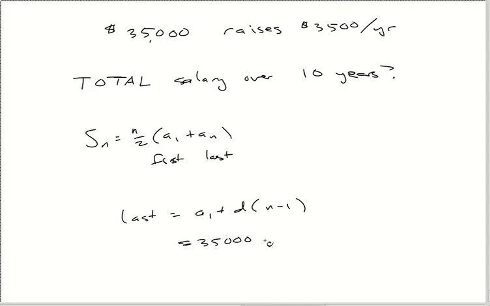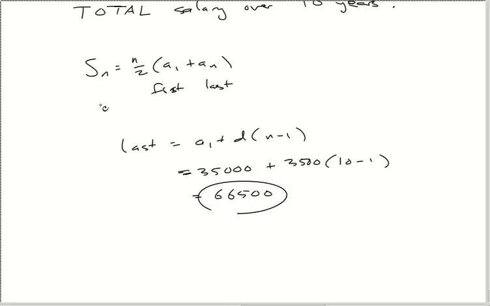So 35,000 plus the, oh, I just noticed that they're both 35s. 3,500, and then times 10 minus 1. Your salary in year 10 is 66,500. But that's not your answer. Your answer is going to be the sum of all that stuff.